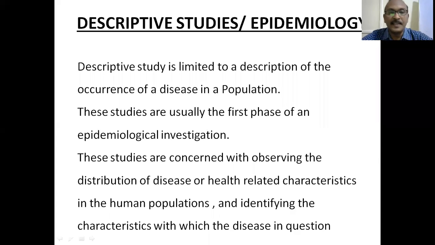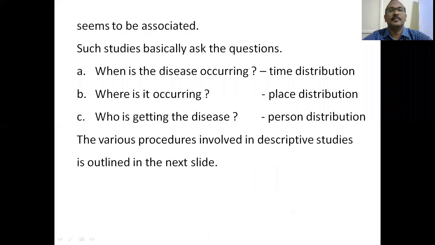These studies are concerned with observing the distribution of disease or health related characteristics in human populations and identifying the characteristics with which the disease in question seems to be associated. Such studies basically ask questions like: when is the disease occurring, that is, what is the time distribution of the disease; where is it occurring, that is the place distribution of the disease; and who is getting the disease, that is the person distribution of the disease. The various procedures involved in descriptive studies can be noted in the next slide.